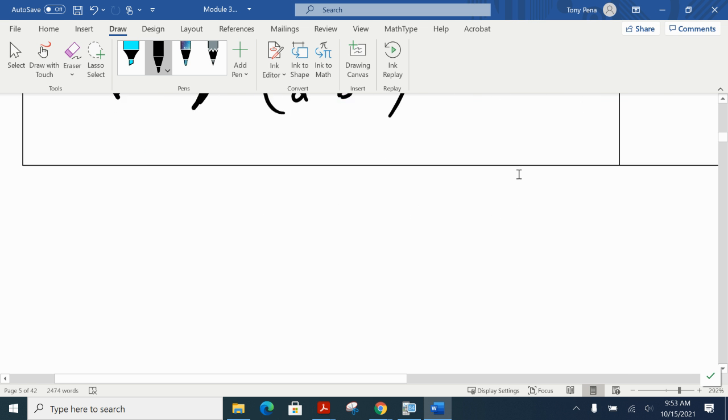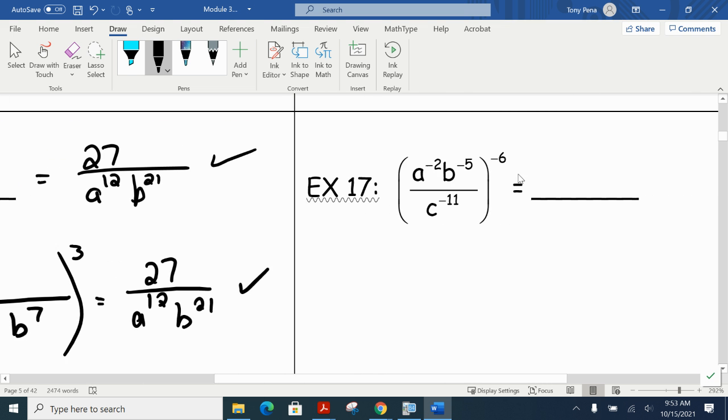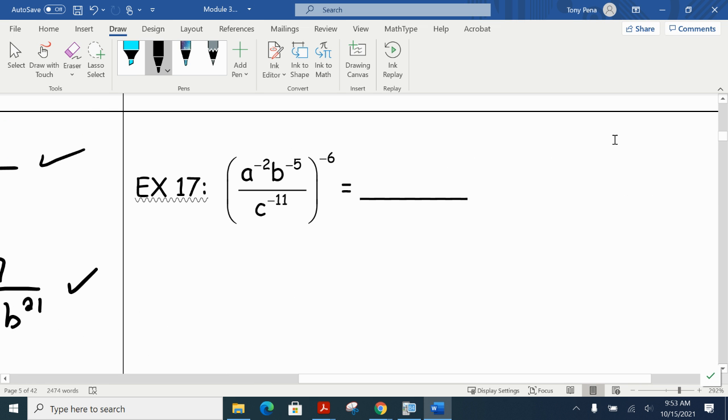All right, before we go to the next page, see what you think about 17. So solve that guy.